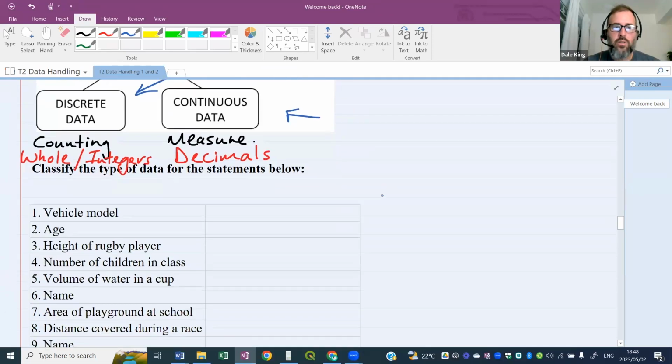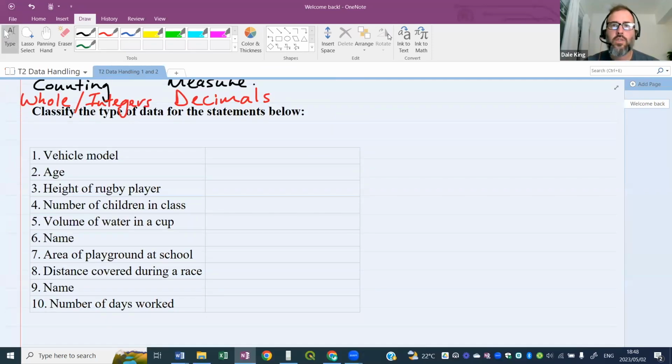So vehicle model, what is that? Categorical. Very good. Categorical.